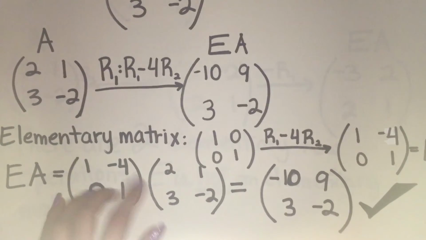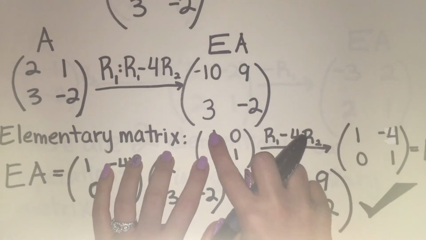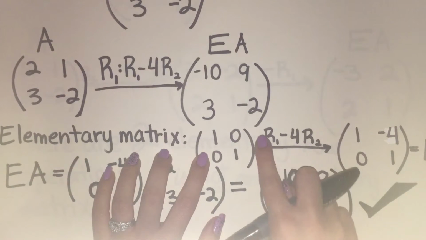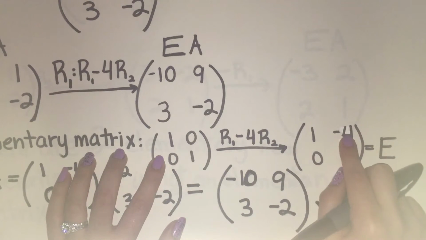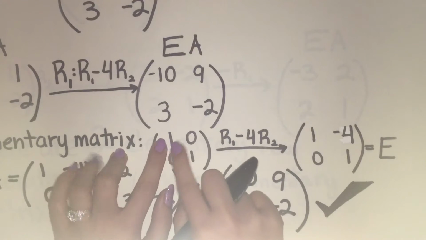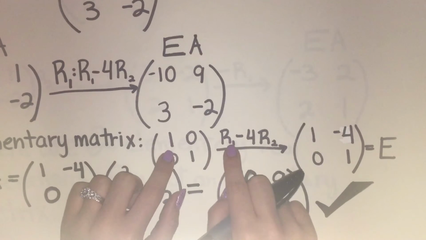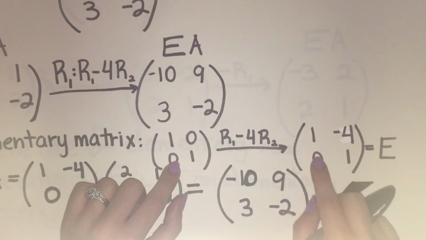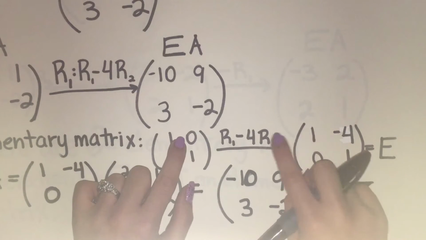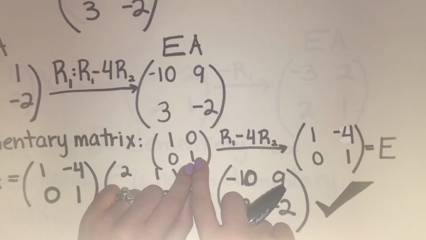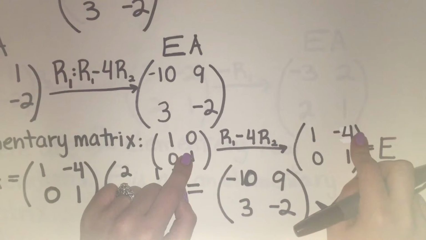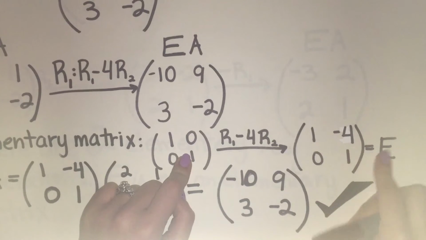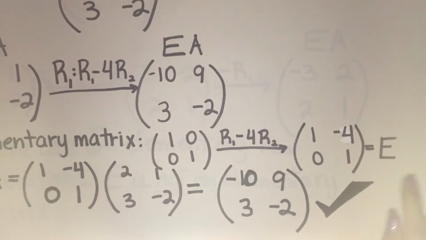And here the elementary matrix would be the identity matrix with this elementary row operation, which would therefore be written as 1, negative 4, 0, 1, because the identity is 1, 0, 0, 1. Row 1 minus 4 row 2 would be 1, because 1 minus 0 is still 1. And then 0 minus 4 times row 2, which is 1, would be negative 4. So therefore, this is what E equals.